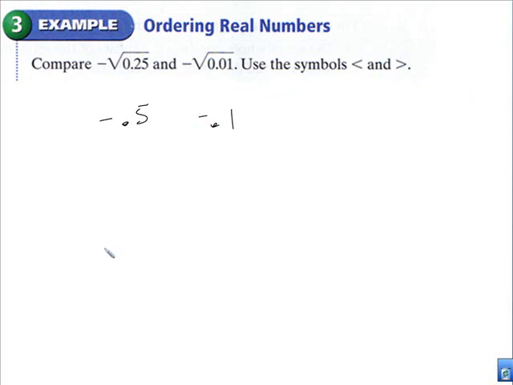Okay, so let's think of a number line. So negative 0.5, here's 0, here's negative 1. Negative 0.5 is right here. Negative 0.1 is right here. So you know this is smaller than negative 0.1. So if it's smaller than, it's less than negative 0.1. There you go.